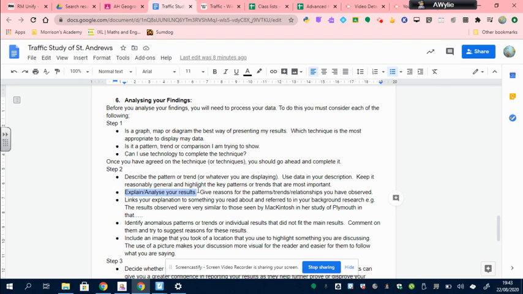So you want to give me reasons for whatever you're seeing. Now, those reasons might be connected to some photographs you've got. Those reasons might be connected to some background research that you've got. And this brings me on to this step, which is that you definitely, at least once, and more than once if you can, are going to want to refer back to something that you discussed in your background research, whether what you've seen in your data is similar or different from what you were talking about earlier on in your background research.